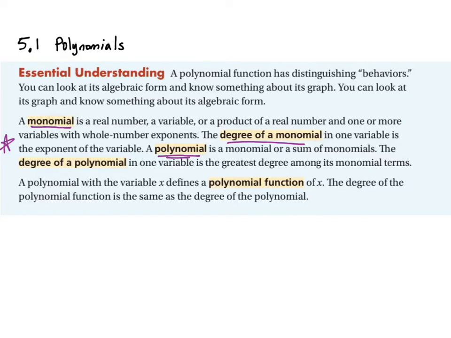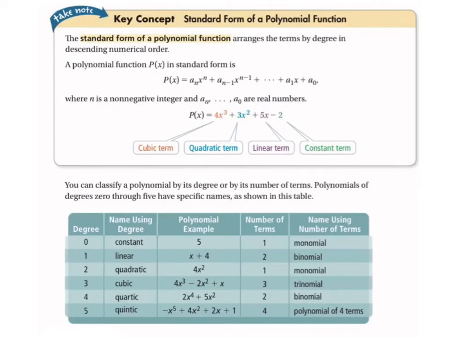A polynomial with the variable x defines a polynomial function of x. The degree of the polynomial function is the same as the degree of the polynomial. Okay, so for some of you that may just seem like a lot of words, but hopefully you start to see some of the way these problems are formed and they start to ring back to your prior knowledge from Algebra 1. All right, so the standard form of a polynomial function arranges the terms by degree in descending order, so highest degree to lowest degree. And so you should remember this from Algebra 1 as well.